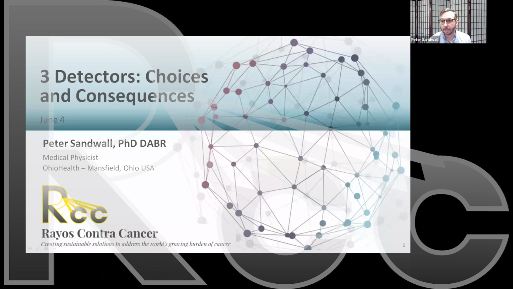My name is Peter Sandwall. I'm a clinical physicist in Ohio. Ohio Health is a large network. We're number 2 in Ohio. Number 1 is Cleveland Clinic. They have more hospitals than us. But Ohio Health has 11 hospitals in central Ohio and accelerators to go along with those hospitals.